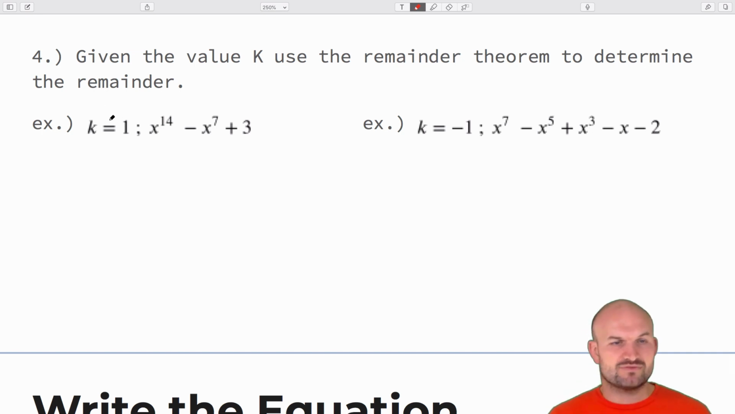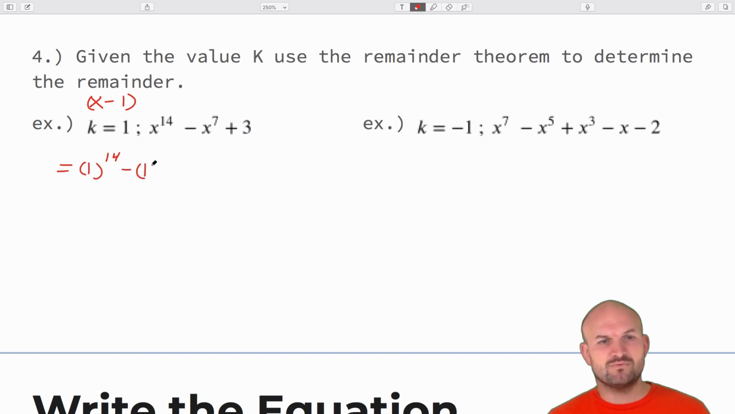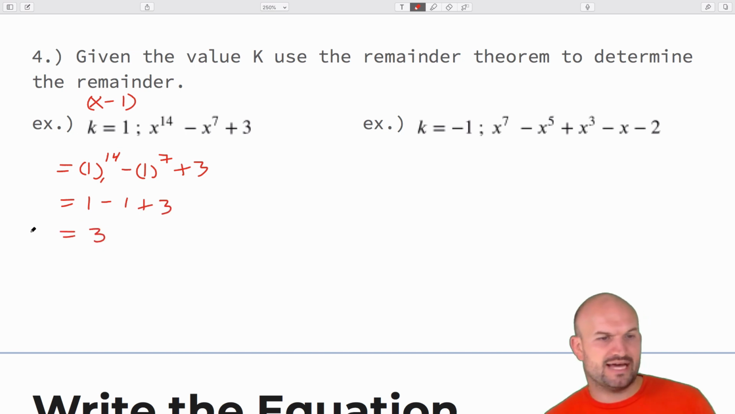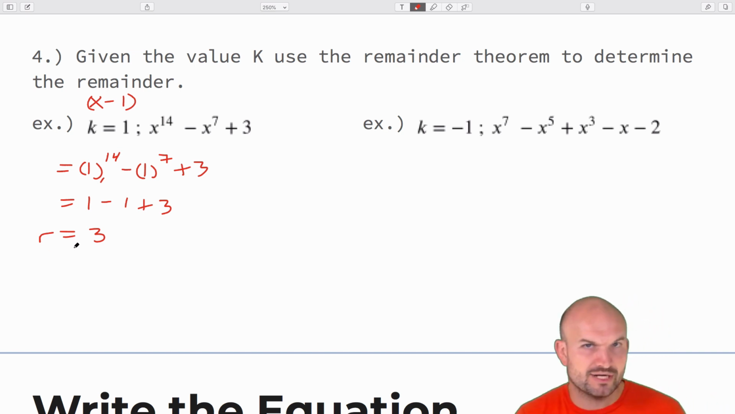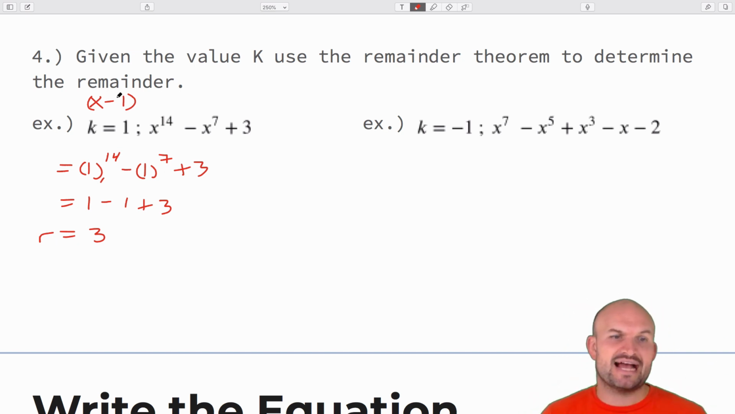So, if k is equal to 1, then the factored form would be x minus 1, right? But nobody wants to do long division into that, or synthetic division with that. I have students do it all the time though. The easiest thing to do is just plug in our value. So 1 to the 14th minus 1 to the 7th plus 3. So 1 to the 14th is just 1, minus 1 plus 3. So you can see the remainder in this case is 3, right? That is our r. r is equal to 3. That is the remainder. Obviously, via the factor theorem, that tells us that x minus 1 would not be a factor, if that was something I was going to ask you.